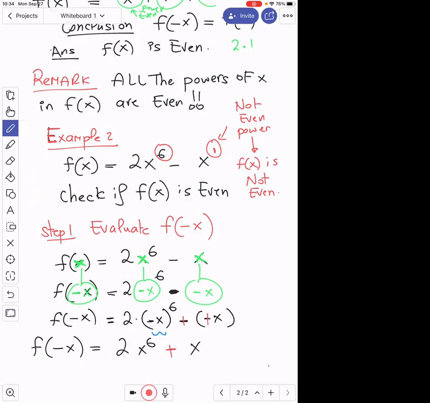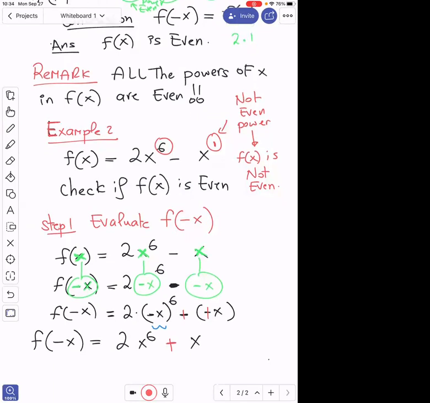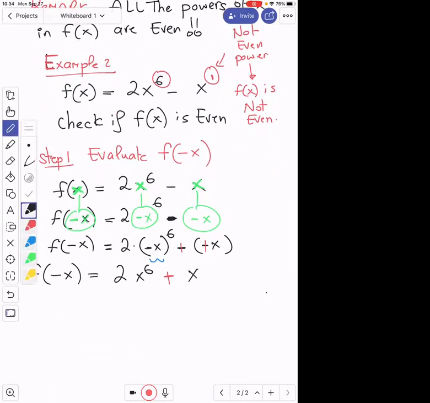Right? We have two minus signs, guys, because we had the subtraction, and there's a minus x inside the parentheses. That's why we have two minus signs, right? Because of the subtraction and because of the minus x. So yeah, that will be my f of minus x. That's the answer of the first step. So f of minus x is 2x power 6 plus x.